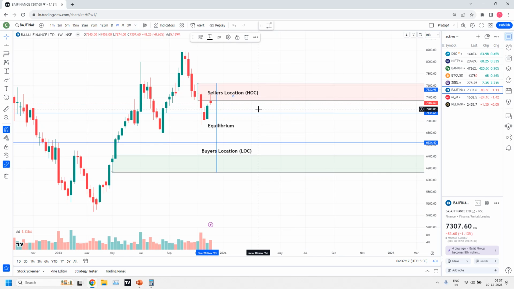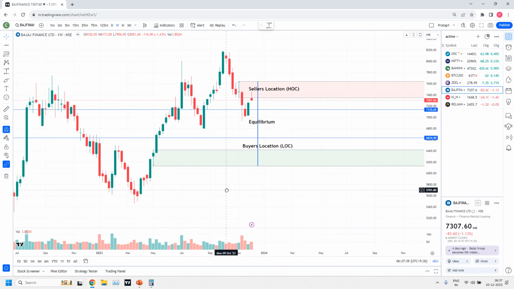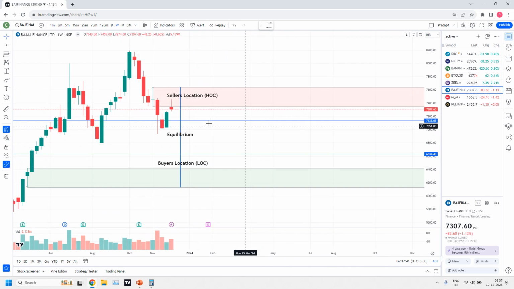See, for your practice purpose, I am repeating these points again and again so that you get some comfort. Later on, you feel all these names are very easy for you to remember. So now we have three parts. One is buyer's location, we have equilibrium, and also we have seller's location. Now currently where are the prices? Look at the recent candle. At present the prices are in the seller's location.